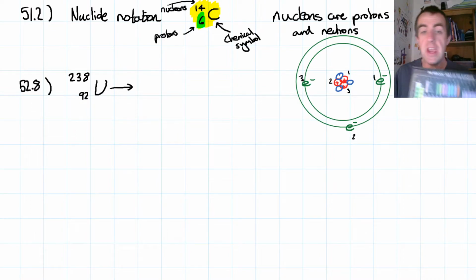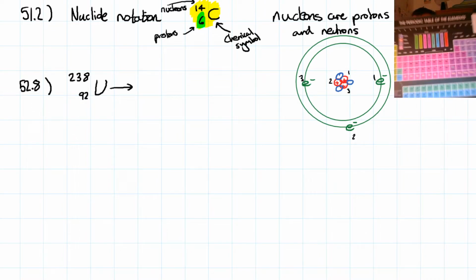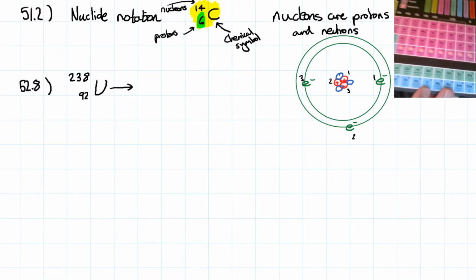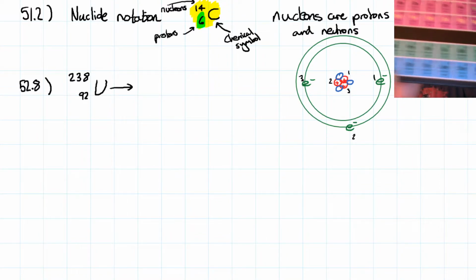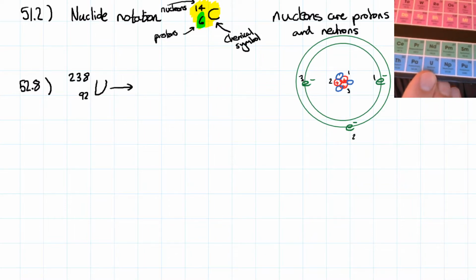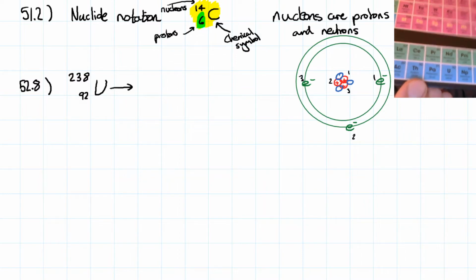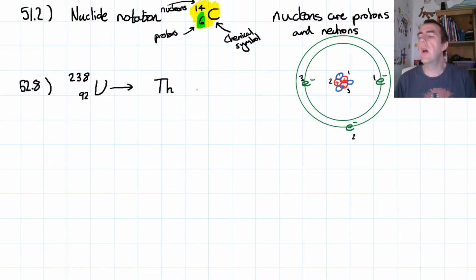You might want a periodic table for this next part, and you can Google to find one of those. When uranium decays via alpha decay, let's see if I get in the middle of the screen. There we are. When uranium decays, it turns into thorium. Well, how does that work? How does one element change to another?